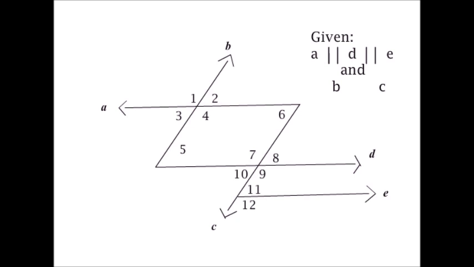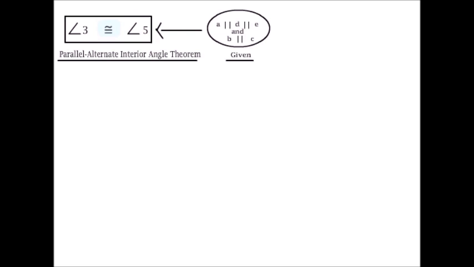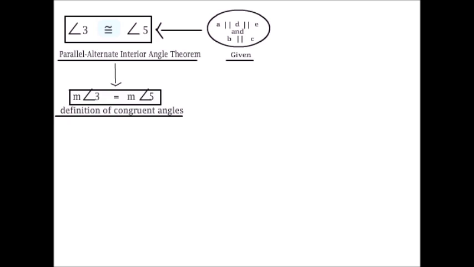Now we can start proving, but before that, may I suggest that you refer to this problem every now and then to avoid confusion. So we start off with our given, which is that lines A, B, and E are parallel, and lines B and C are parallel. And then we write our first statement, which is that angles 3 and 5 are congruent. That's because of the parallel alternate interior angle theorem.